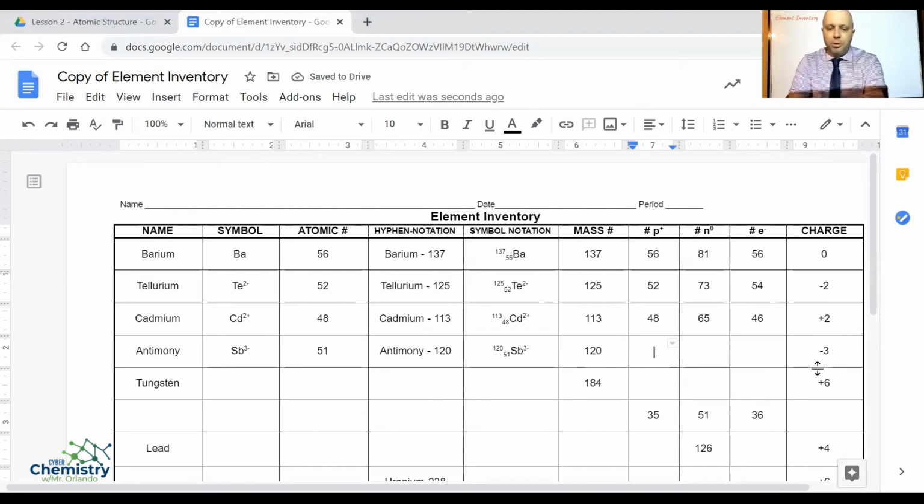Moving over to the number of protons, I can fill that in. It's the same as the atomic number, 51. The number of neutrons is going to be the mass number, 120, minus the number of protons, 51. So this will be 69 neutrons. And then finally, for the number of electrons, I have a 3- charge. That means I have more electrons than I have protons. So if I have 51 protons, like I do in this case, that must mean I have 54 electrons.